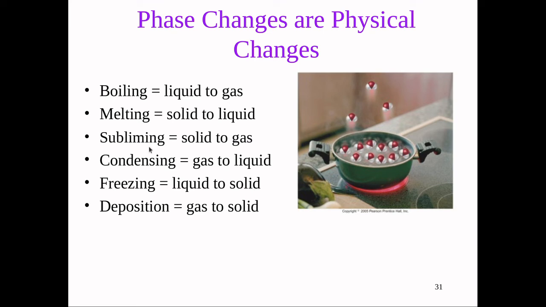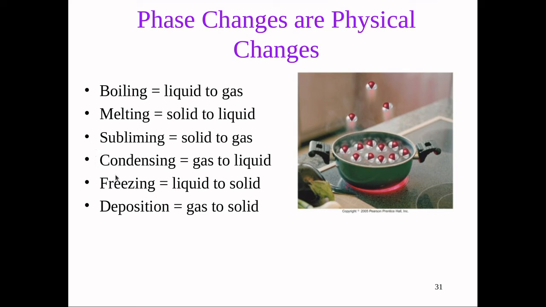Another example you may have seen is dry ice. This is solid carbon dioxide, and when you watch it, you can actually see vapor coming off of it, but there's never any liquid there, and that's because the solid carbon dioxide is going straight to gaseous carbon dioxide with no liquid intermediary.